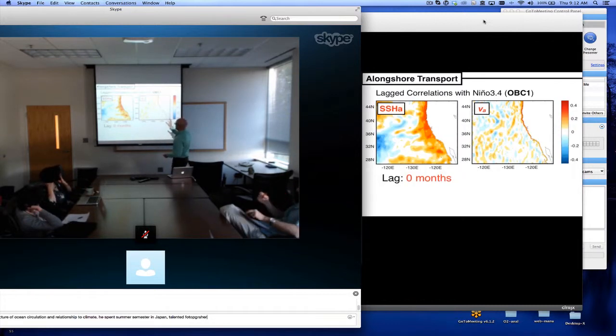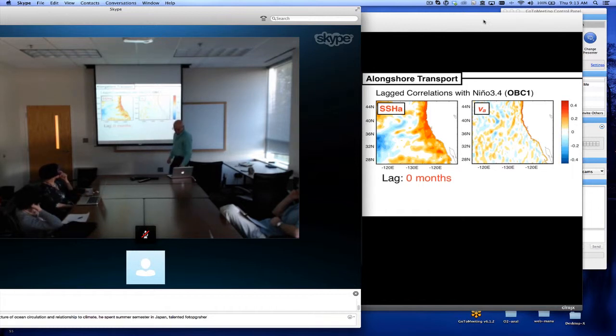So this is the same data visualized in a little bit of a different way. This is from our OBC1 integration: correlations between Niño 3.4 and sea surface height on the left here, and correlation between Niño 3.4 and V on the right. So we see that, just as we saw before, there's this really nice pattern of correlation offshore in sea surface height, whereas in V, we get this really small coastal layer.